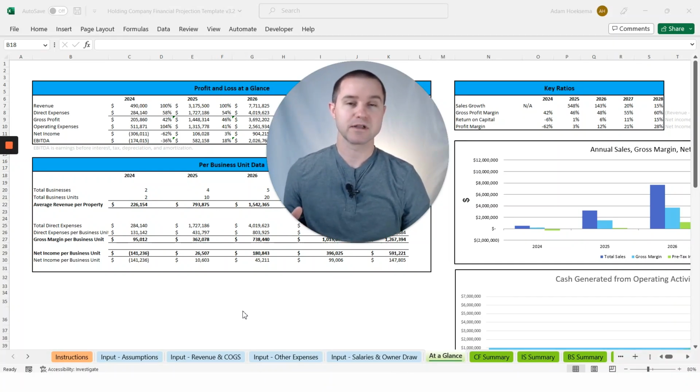What do the projections look like for the holding company as a whole? That's what this template is going to help you visualize and accomplish. So I want to walk you through how it works.